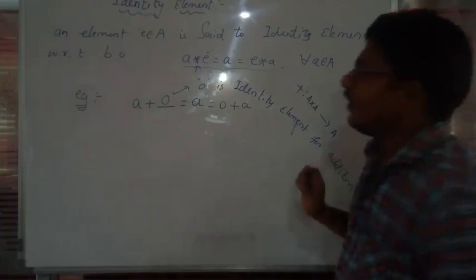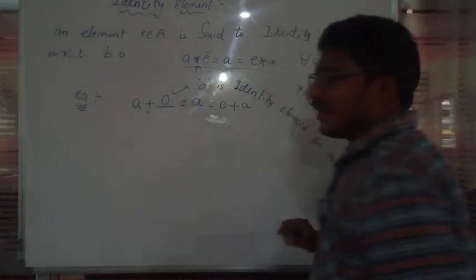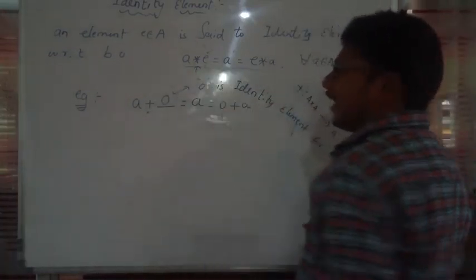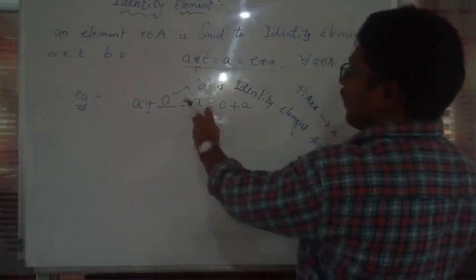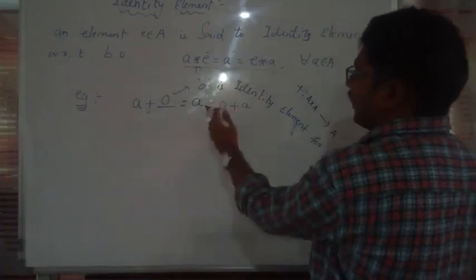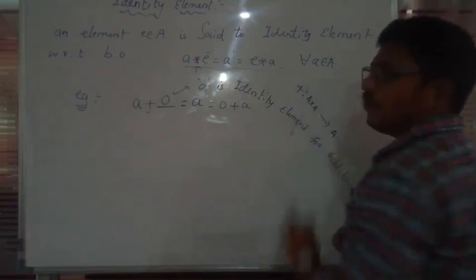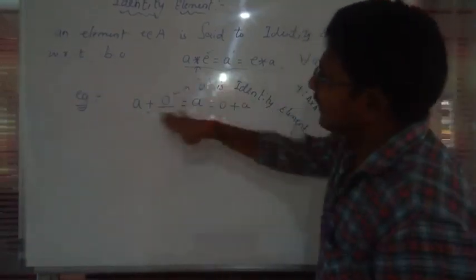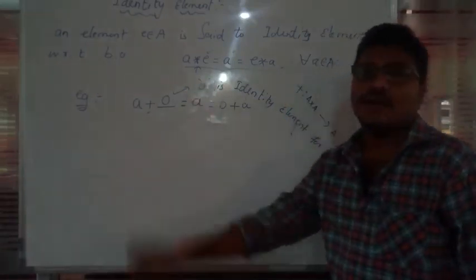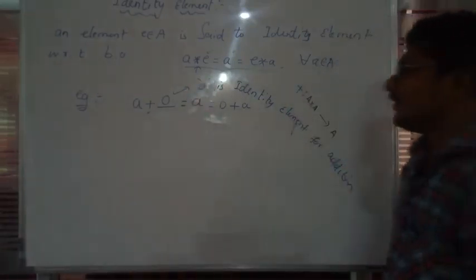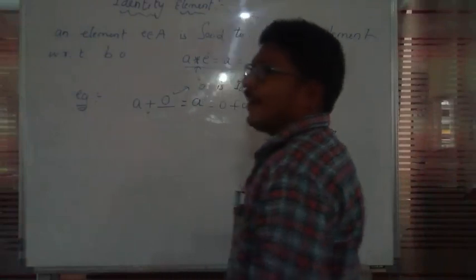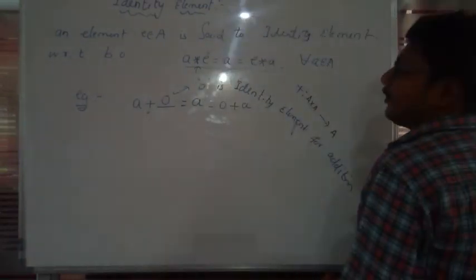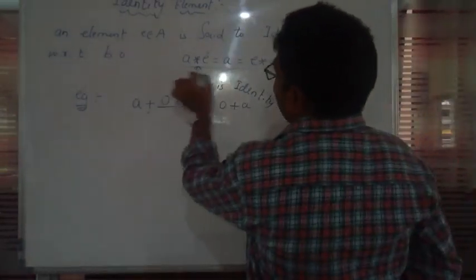This is very simple. A star e, that is a plus 0 where 0 is the identity element, gives back again a, which is equal to e star a, that is 0 plus a. Now, a plus 0 is equal to a is equal to 0 plus a. This is called the identity element, so 0 is the identity element here. If they ask the definition of an identity element, we should write it this way only.